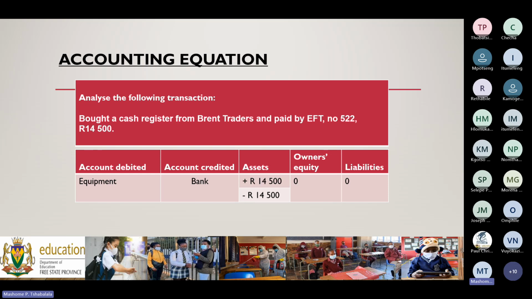The plus one is the one of equipment. The minus one, or negative one, is the one of bank. Therefore, when you add the two together, it will be 0. 14,500 minus 14,500 will be 0. Therefore, left-hand side is equal to right-hand side.